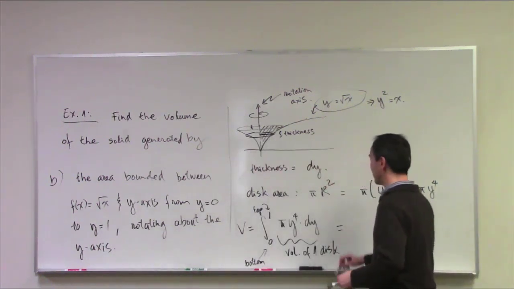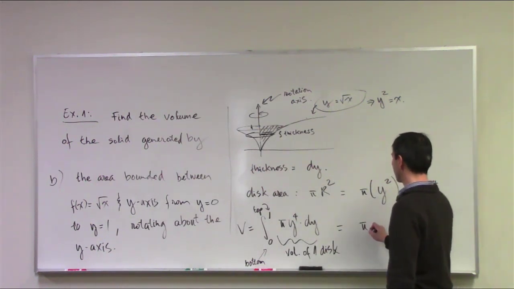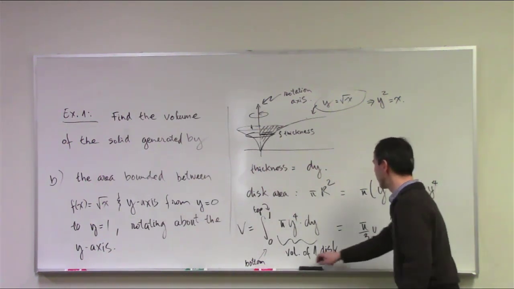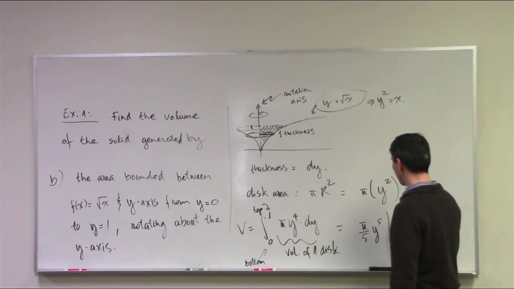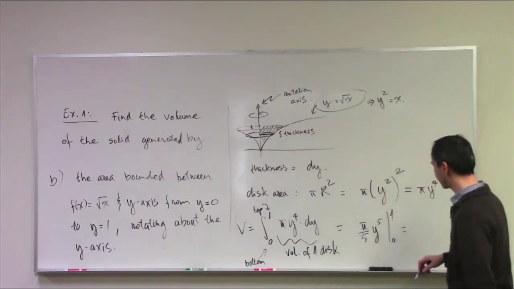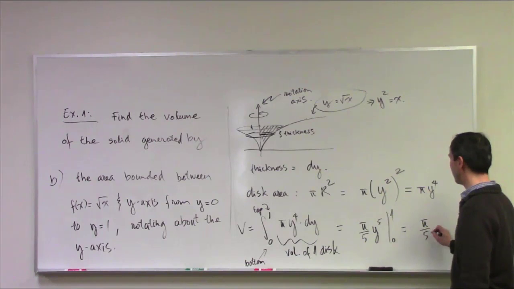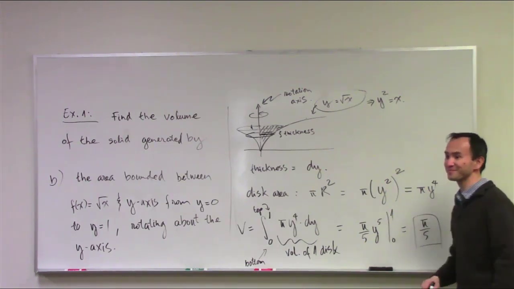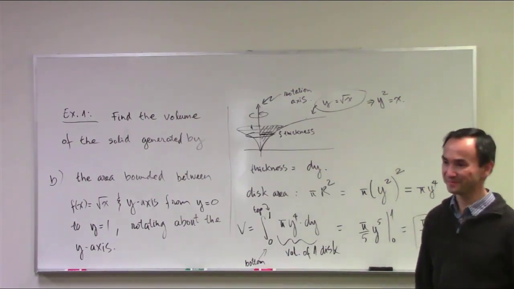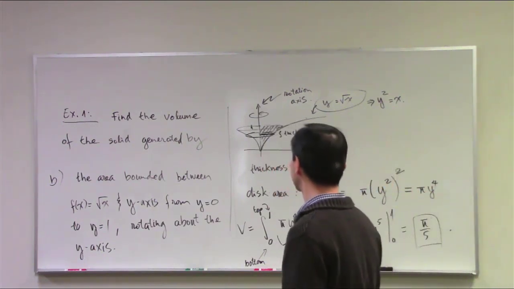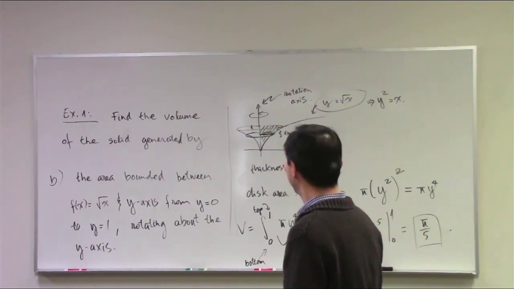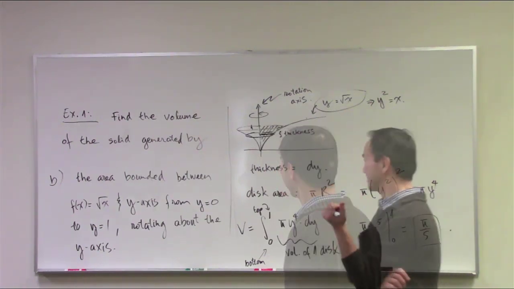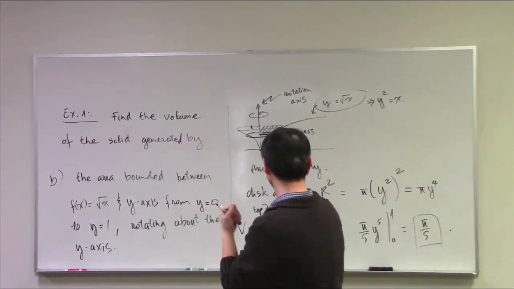Okay, so now the final volume is going to come out pi over 3, right? Oops, wrong one. It's pi over 5 actually. Y to the fifth, going from 0 to 1. Just pi over 5. That should be a positive quantity, right? Okay. Any questions on this method? Are we good with this so far? Okay.